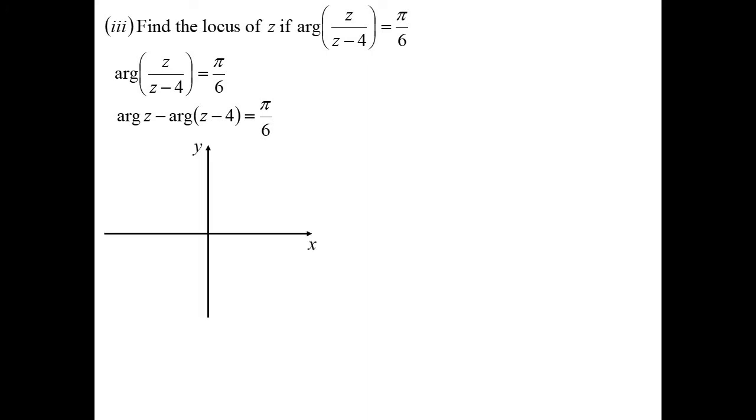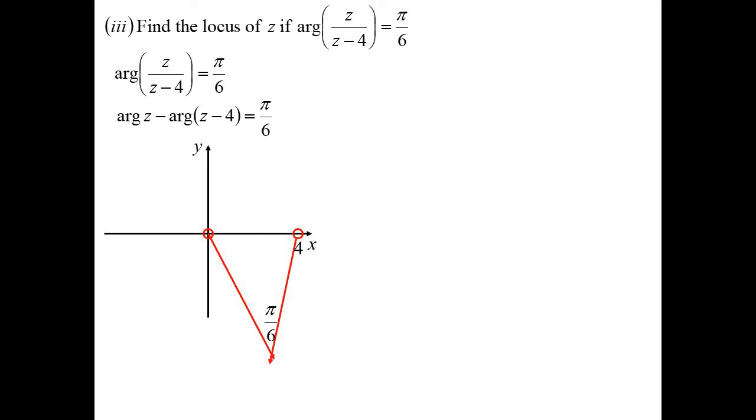Go to the picture. I'm going to join z up to 0, because that's the argument of z, and 4. Now, you're probably wondering, why did he draw them down there and not up there? Probably because I know what the final answer is going to be. But we're saying the difference in those two is pi on 6. The angle between those is pi on 6.